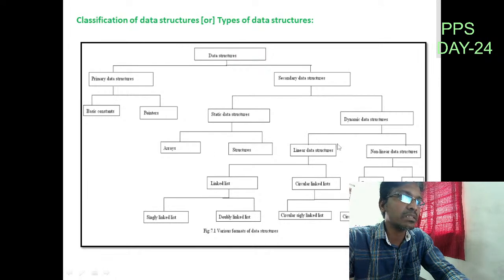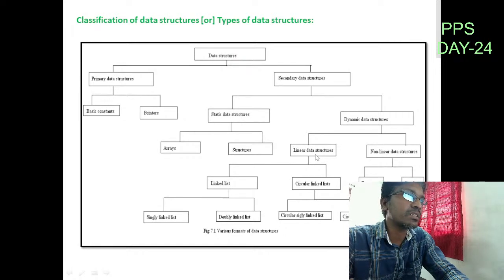And the dynamic data structures can also be classified into two types: linear data structures and non-linear data structures. So what is linear and what is non-linear? If the data structure uses sequential memory allocation, then it is called a linear data structure. If the data structure uses non-sequential memory allocation, then it is called a non-linear data structure.